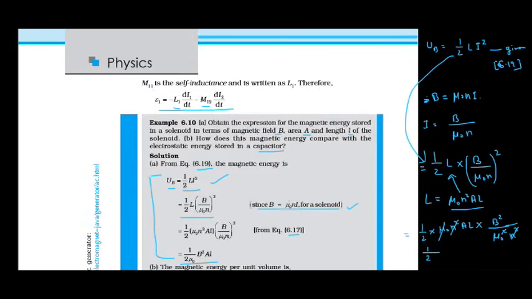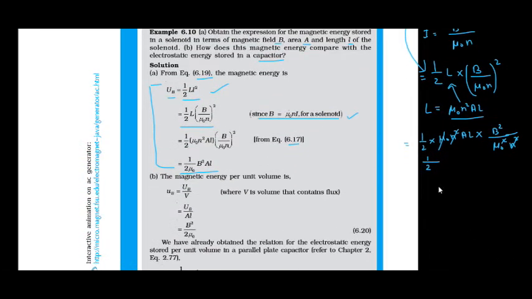Half, and one of the mu naught is left here. Nothing is left in the denominator. In the numerator, B square AL is left. So 1 by 2 mu naught B square AL is the final derivation for the energy U_B.